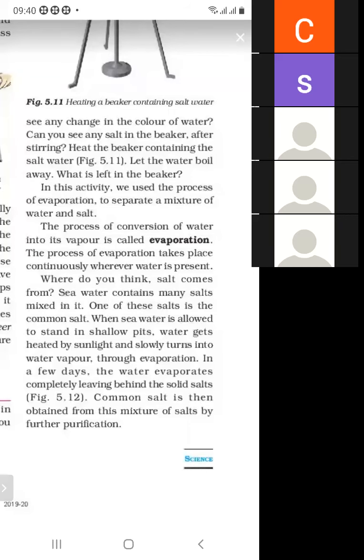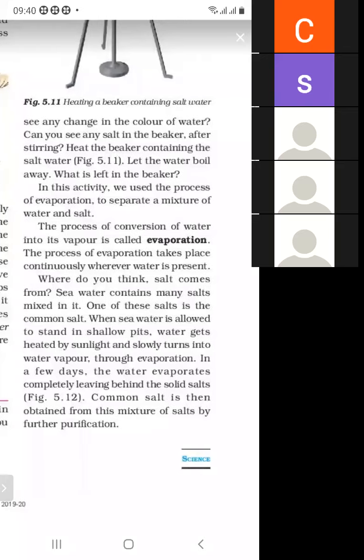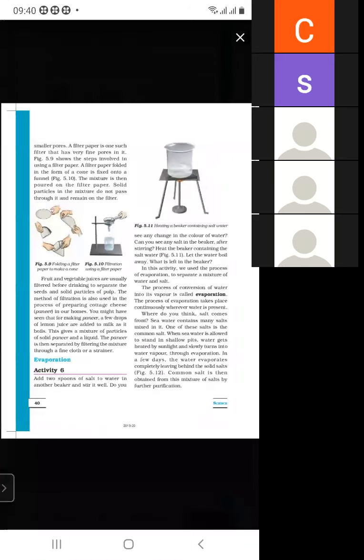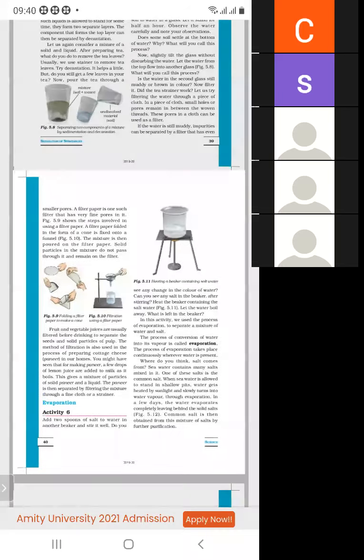When seawater is kept in the sunlight, it evaporates, and what is remaining in that part is the salt. So common salt is obtained from the mixture of salt and water by this process. So this is the process of evaporation.